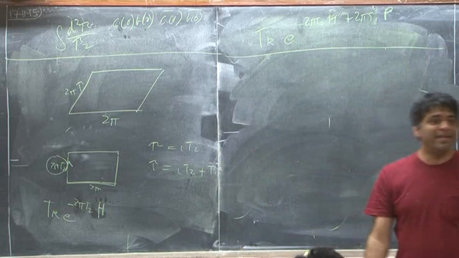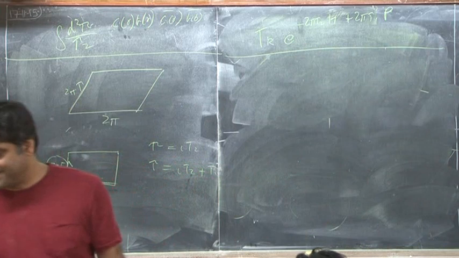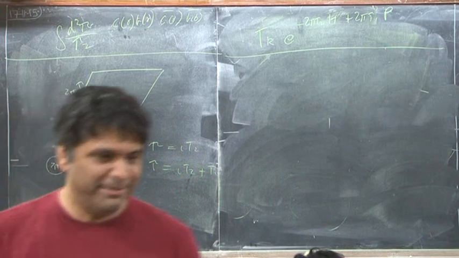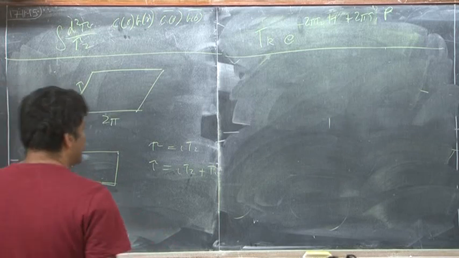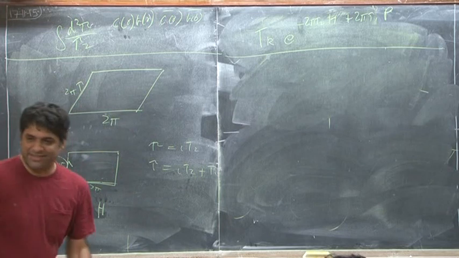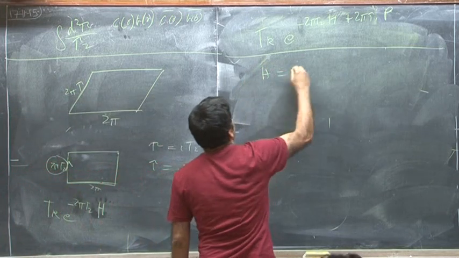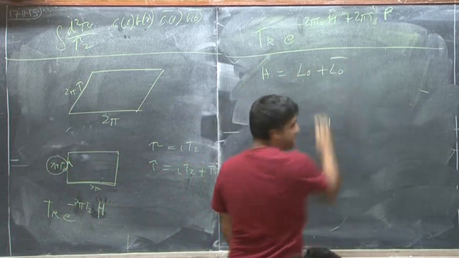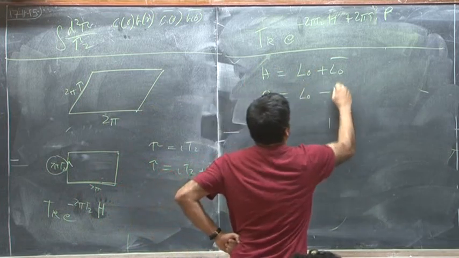Now, all we need to do is to remind ourselves what momentum and h are in terms of L0 and L0 bar. Up to factors of 2, which I'll match to get the answer right, basically h was equal to L0 plus L0 bar, and p was equal to L0 minus L0 bar.